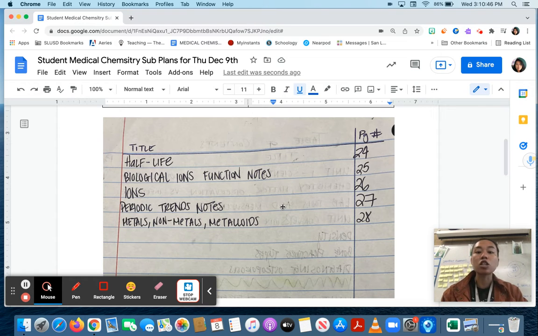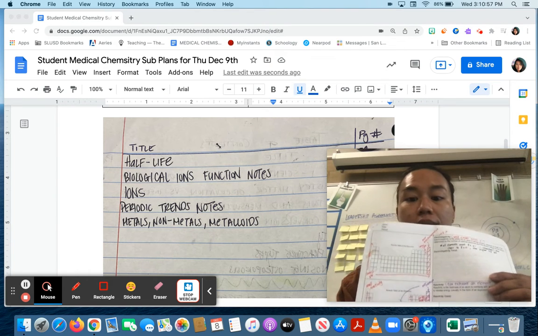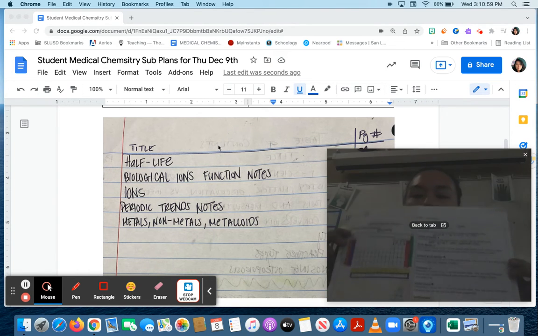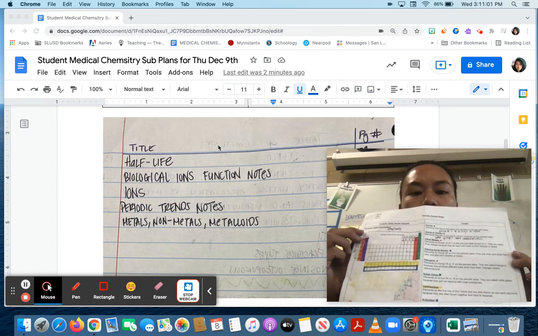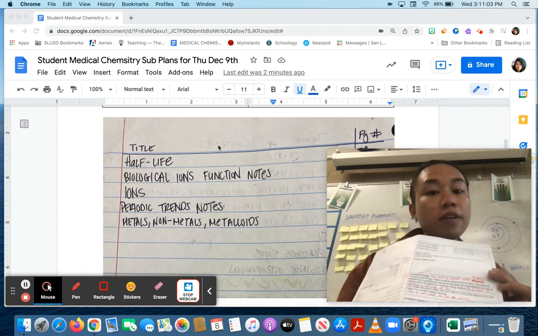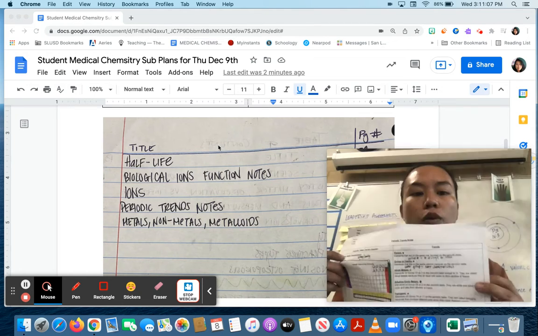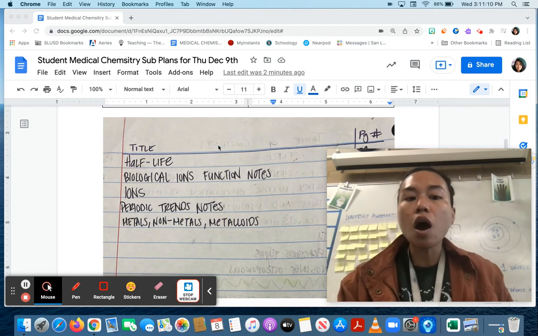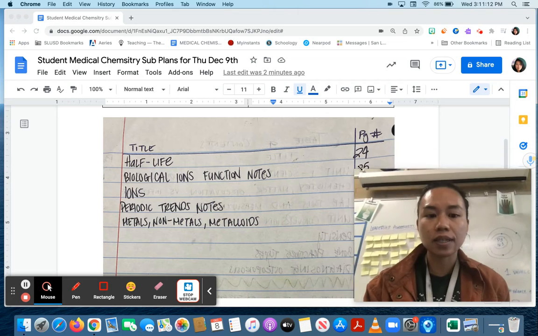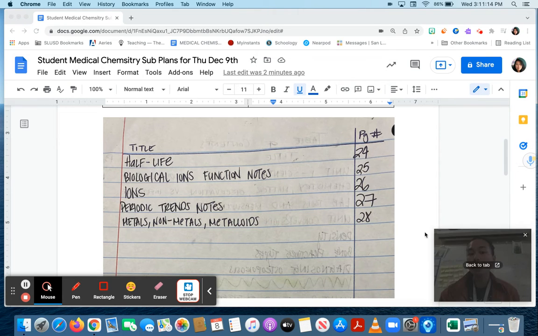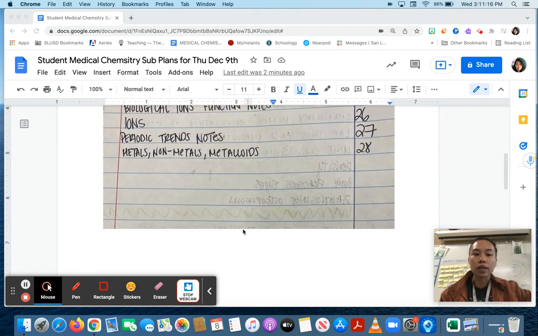Periodic trends notes on page 27 should be new. But essentially, it is this worksheet that we've been working on for the past couple of days. So this particular handout, all the color coded information or patterns within the periodic table is your page 27 notes. On page 28, you're going to title it Metals, Nonmetals, and Metalloids.